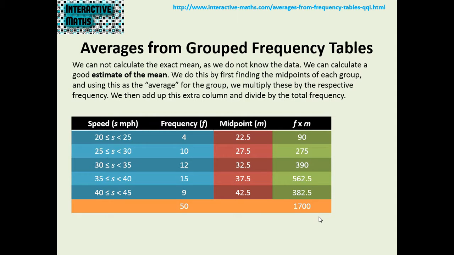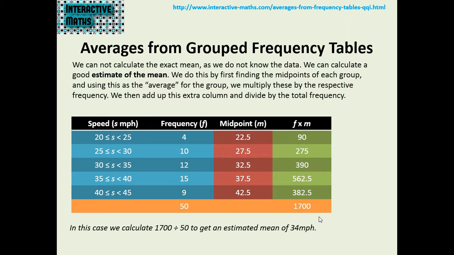And then what you're going to do is add up the frequency and then add up f times m. Once you've done that for the mean, all you have to do is divide the total for f times m, which is 1,700, by the total frequency, which is 50. So 1,700 divided by 50 gives me an estimated mean of 34 miles per hour.